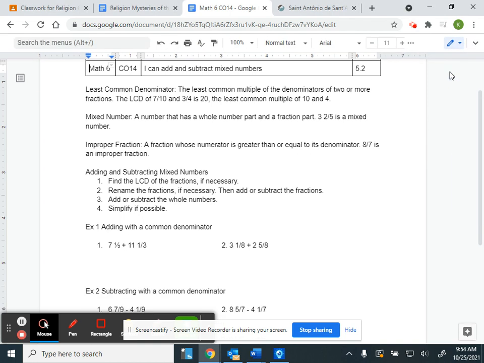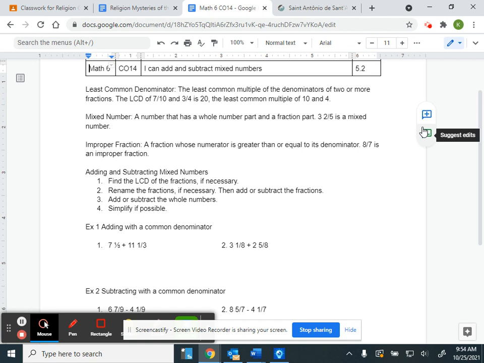Good morning. Today we are starting CO14. I can add and subtract mixed numbers. Words that we need to know what they mean. Least common denominator. That is the least common multiple of the denominators of two or more fractions. So the LCD, the least common denominator of 7/10 and 3/4 is 20. The least common multiple of 10 and 4.